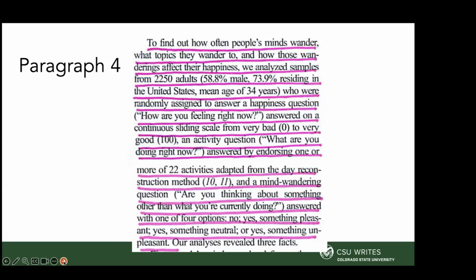So to find out how often people's minds wander, what topics they wandered to, and how those wanderings affect their happiness, we analyzed samples from 2,250 adults who were randomly assigned to answer a happiness question, answered on a continuous sliding scale from very bad to very good, an activity question, answered by endorsing one or more of 22 activities adapted from the day reconstruction method, and a mind wandering question, answered with one of four options: no, yes, something pleasant, yes, something neutral, or yes, something unpleasant.